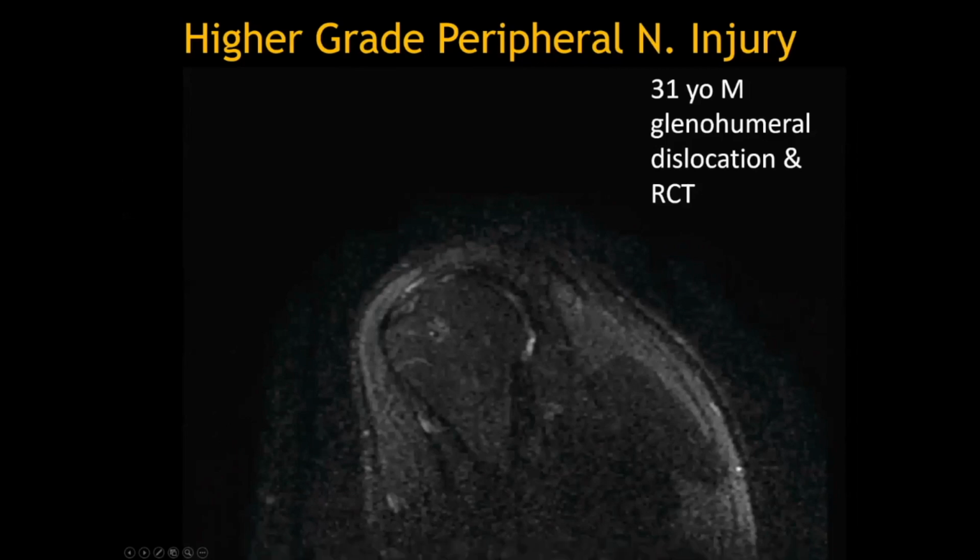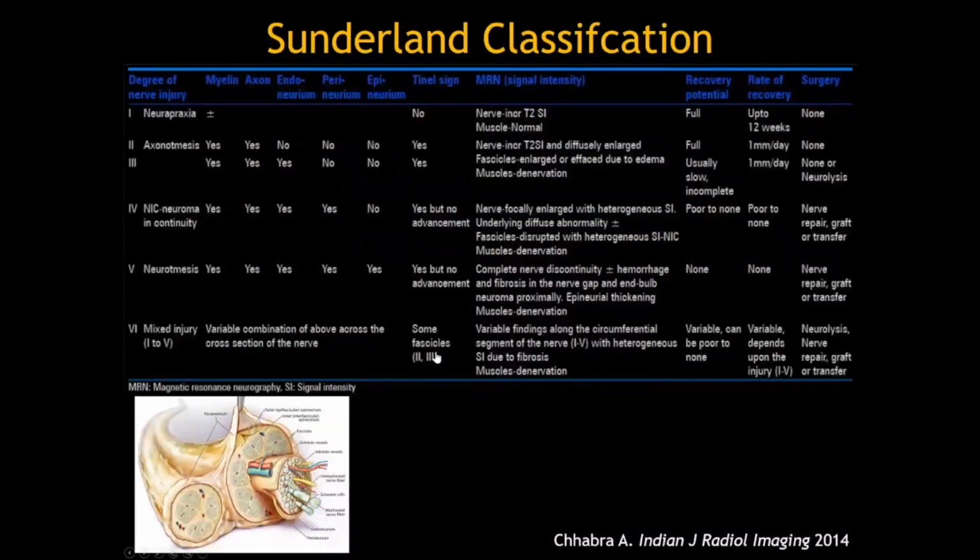And this patient required a nerve transfer to regain function of both the deltoid and the extensors of the elbow. Now, there is a grading system for grading nerve injuries. This is more of a surgical grading system, but there have been papers out there trying to correlate morphology of the nerve findings on MRI with those of surgical findings. But this is the Sunderland classification, graded 1 through 6.